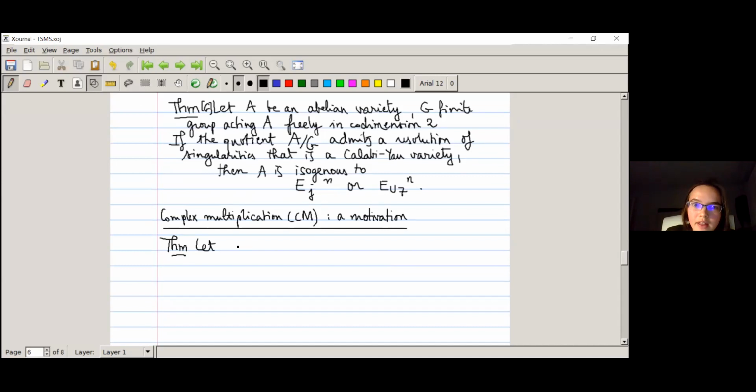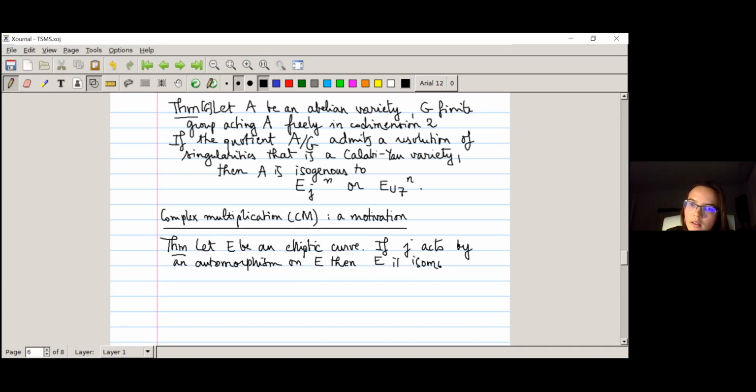So let E be an elliptic curve. If G acts by multiplication on E by an automorphism on E, then E is isomorphic to EJ.